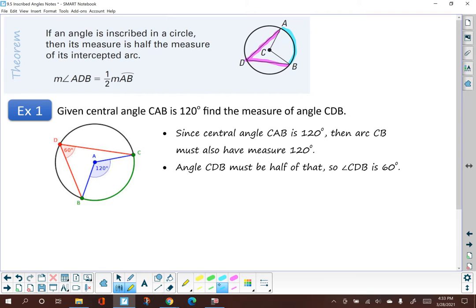So for our first example here, we have central angle 120, and our goal was to find the measure of angle CDB. This diagram is labeled as an example for your reference. Since we have this central angle that's 120 degrees, this arc has to also be 120 degrees. So the angle in red has to be half of that 120 degrees, which makes it a 60-degree angle.